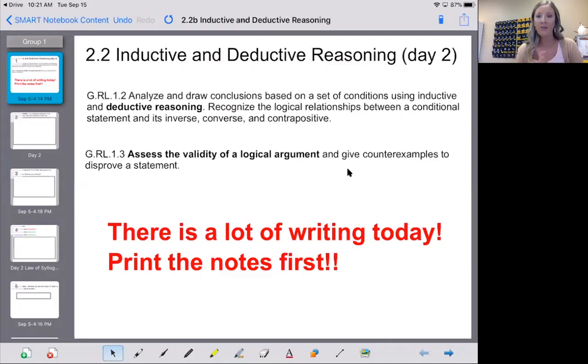Now I wrote on here, there is a lot of writing today. So if you want to go ahead and pause the video now and go and print these notes, all of the notes today are obviously writing down the actual notes, and then all of the answers today are like sentences, they are words. So if you'll go ahead and print the notes ahead of time, all of the definitions will be there for you, and you can just simply fill in the answers with your pencil or pen.